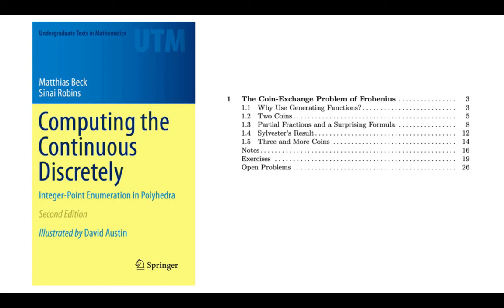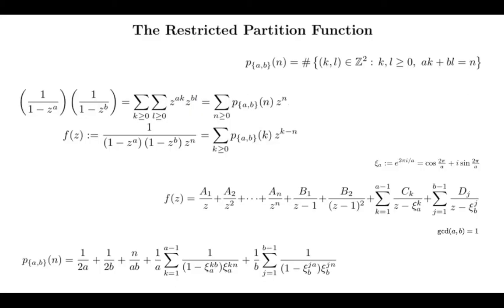In this video, I will finish chapter 1 by explaining a few of the steps in section 1.3 on the restricted partition function, and then make some comments on the Frobenius coin exchange problem. So here's a bit of a guide through our computations in section 1.3.